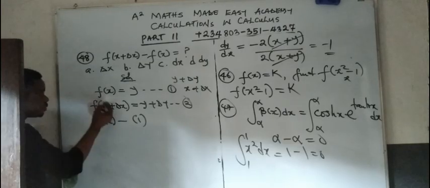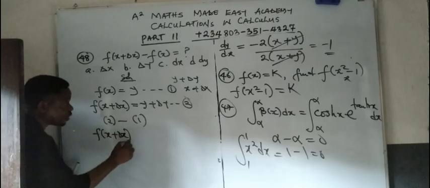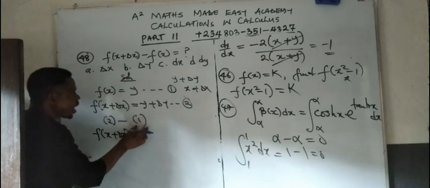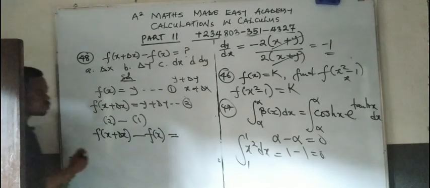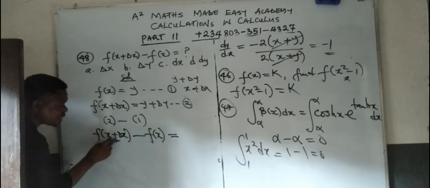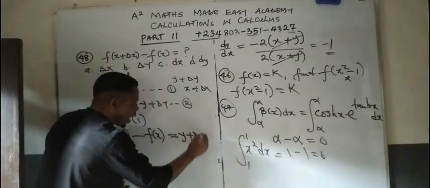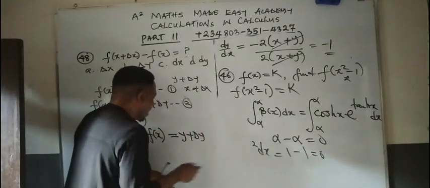I want you to observe something. Equation 2 is f of x plus delta x. Are you with me? That is equation 2. Then minus. Do we know equation 1? Yes. What is equation 1? f of x. Then it's now equal to. Substitute the values. What is the value of f of x plus delta x? Look at it here. It is y plus big delta y. Are you with me now? y plus what? Big delta y. Then I will now subtract.